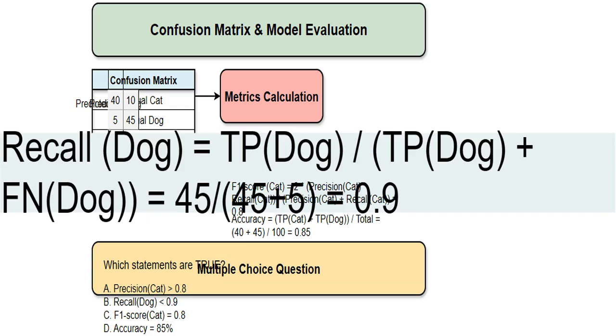Here, we're calculating the recall for the dog class. TP, dog, is true positives, dog. The number of dog images correctly identified. FN, dog, represents false negatives, dog images that were incorrectly classified as cats. This tells us, out of all the actual dog images, what proportion did we correctly identify?